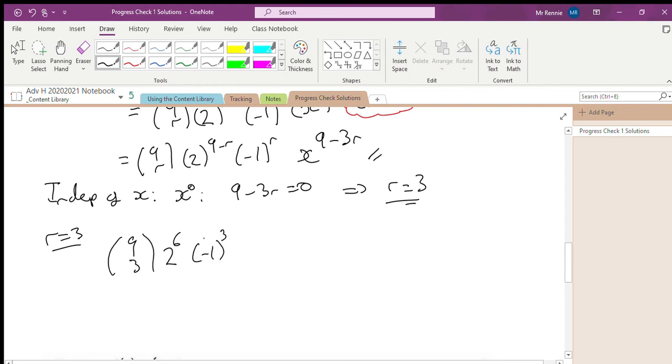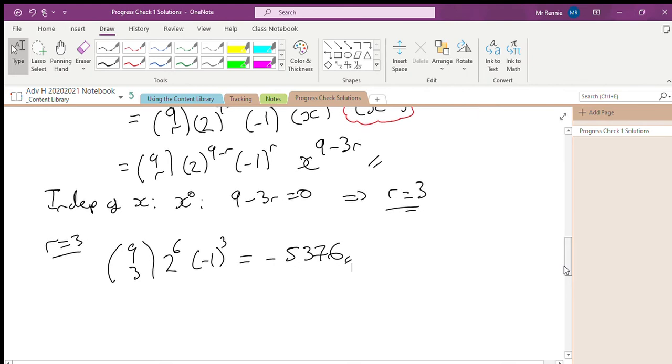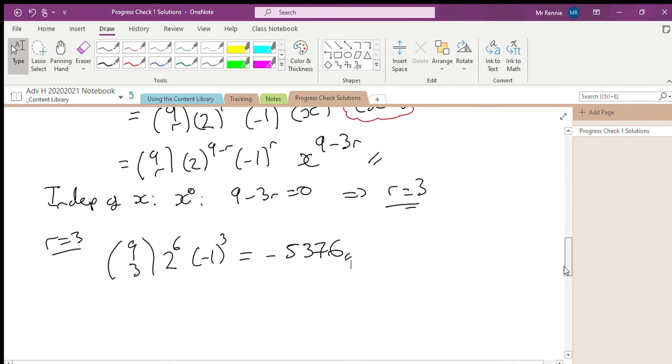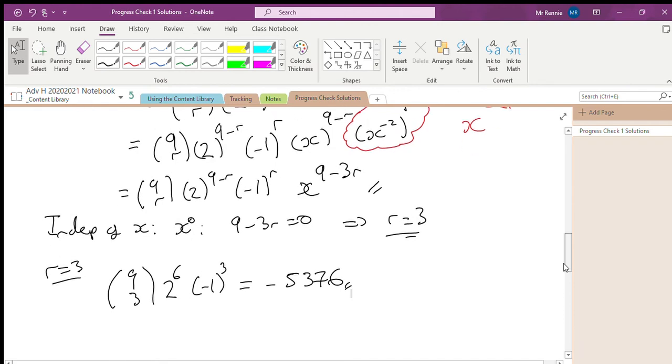Now you'll see that's important because we do keep this negative because of that there. Put that all in your calculator and you get the answer negative 5,376. So you get 3 marks for getting your general term, then your 4th mark is working out what the value of r should be, and the last mark is for getting your value. Okay folks, so there is the solution for question 2.